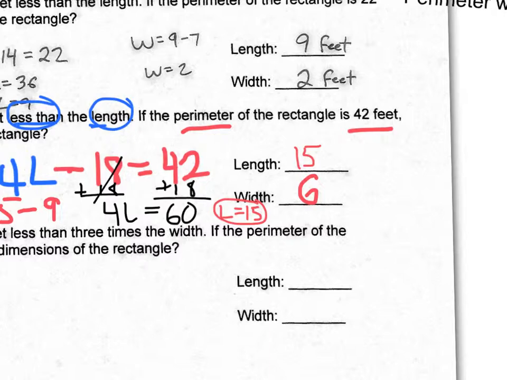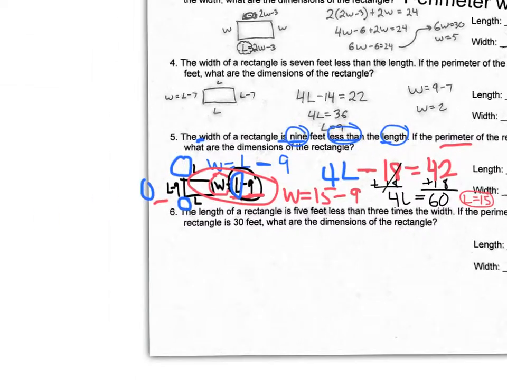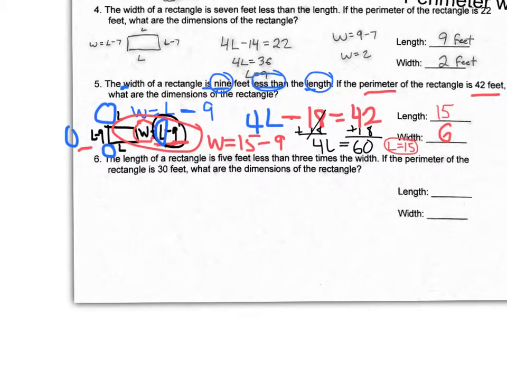Okay, let's move on to the next one. I'm going to try to do this one as quick as possible. Okay, so let's first draw a rectangle. It's an ugly rectangle, I apologize. And let's go to labeling it: W right here, W right here, L right here, and L right there.